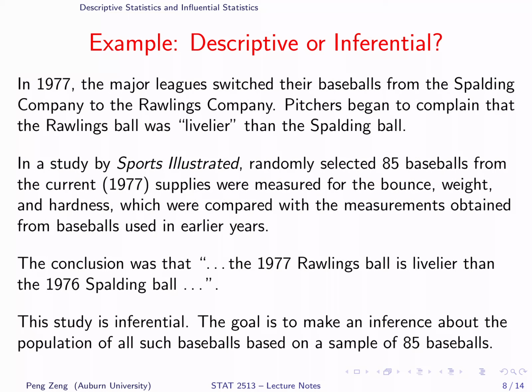This study is inferential. The sample is the 85 baseballs selected. The population contains all the baseballs in the supplies. The goal of this study is to try to draw a conclusion for all baseballs based on the 85 baseballs. In this example, we can identify both sample and population. The purpose is to extend the knowledge gained from the sample to the whole population.